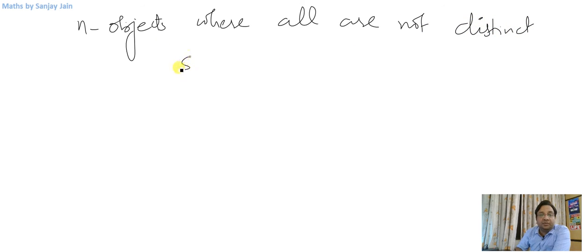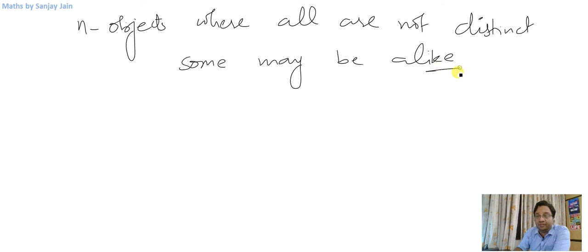I mean, some may be alike. Let me take some example first, then I'll generalize it. For example, there is a word ROOT. Now I've got 4 letters that are there in this word, but if you see, O is being repeated. So there is repetition of O in this.